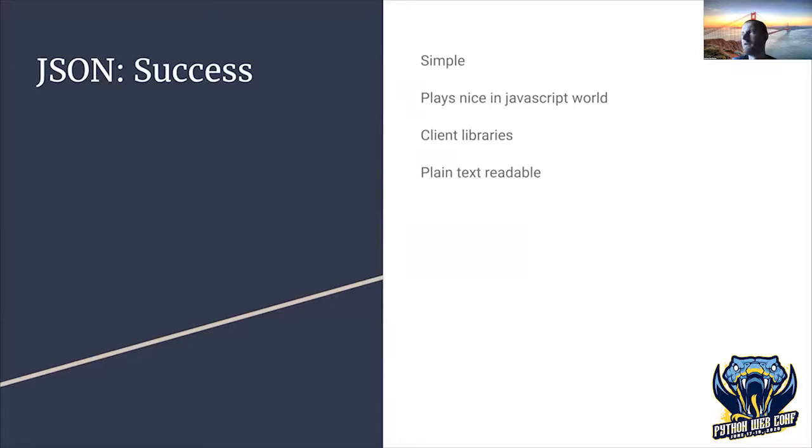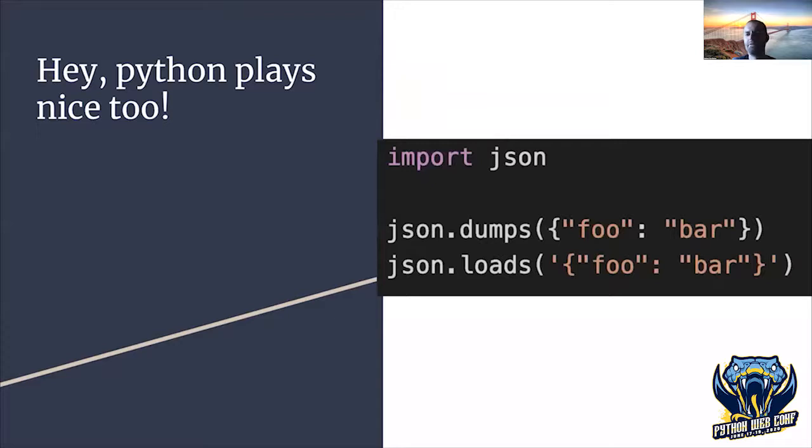There were tons of JavaScript libraries right away, because it's pretty simple. They don't support complex types, and that's why JSON schema can be useful, because you can use JSON schema to help describe more complex types. And it's plain text, which is awesome, so you can easily introspect it. Python has really nice, simple support. In Python's case, it maps really nicely to dictionaries, so it feels really nice to work with.